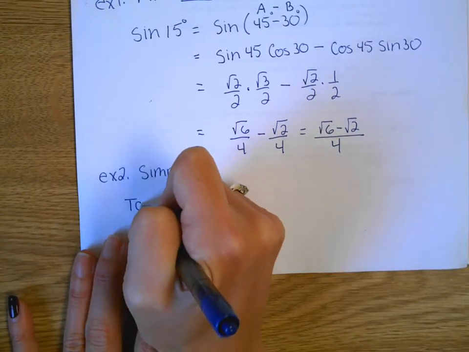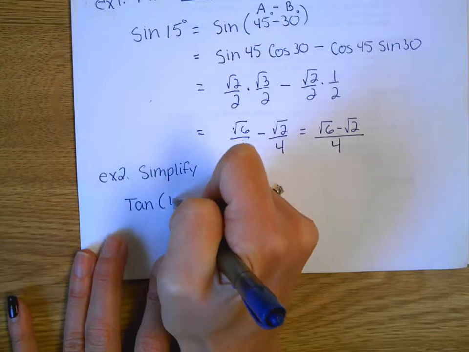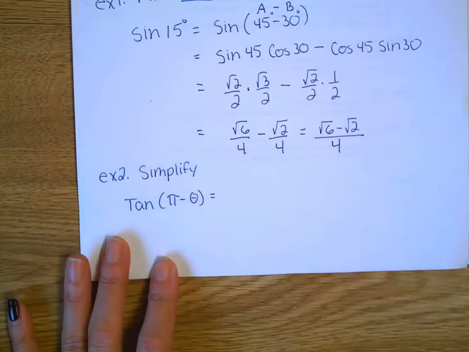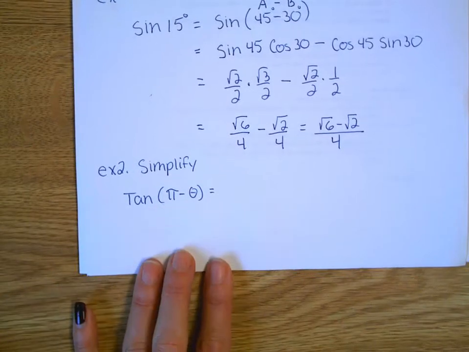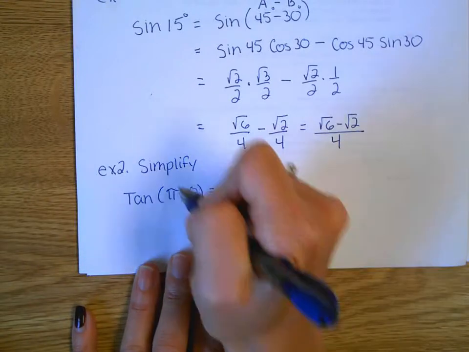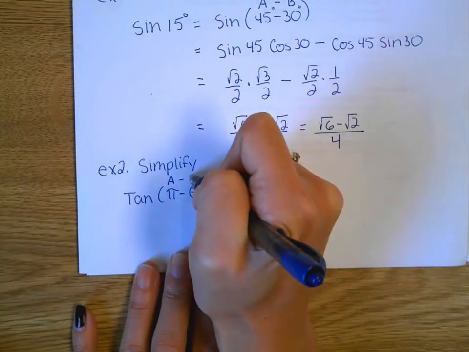Simplify the tangent of pi minus theta. So we're going to simplify it as much as we can. We're going to expand it with the identity and then simplify it. So you have to pick the right identity, expand it, and then we'll go to the green sheet and substitute in for the parts we know. So think of this as the tangent of A minus B.